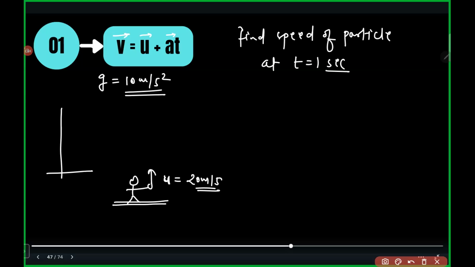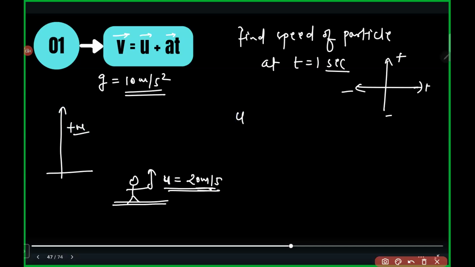Okay, let's solve the question now. So you have two choices. Either you can take upward as positive or downward as positive. Generally, when I teach students, I say you take the coordinate axis as your sign system. Like this is your plus, this is your minus. You remember this thing, everyone? So we'll do the same thing. You know the initial velocity is in the upward direction, so I'll take upward direction as positive.